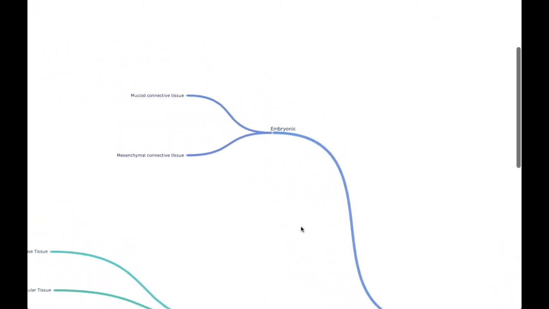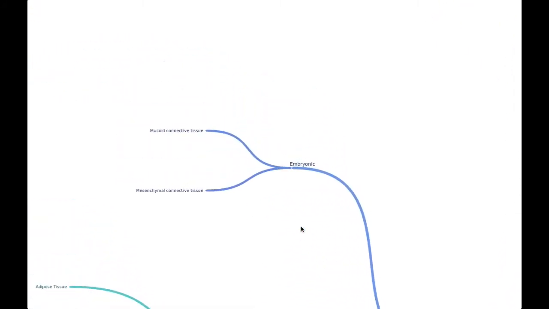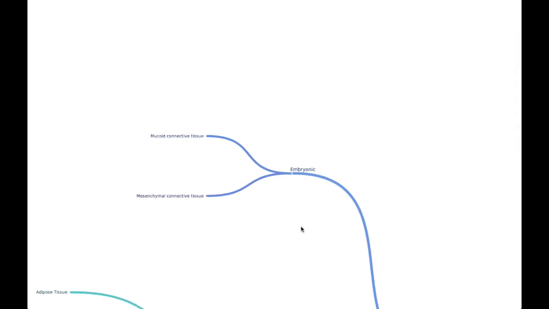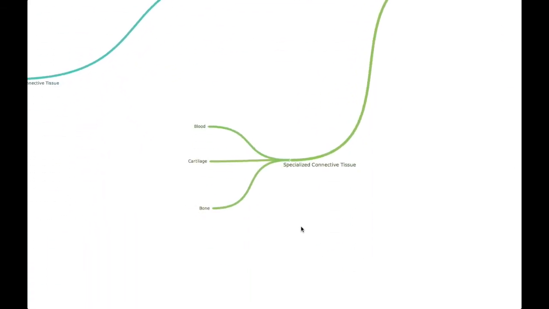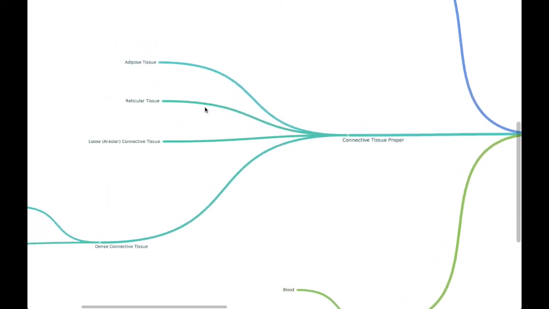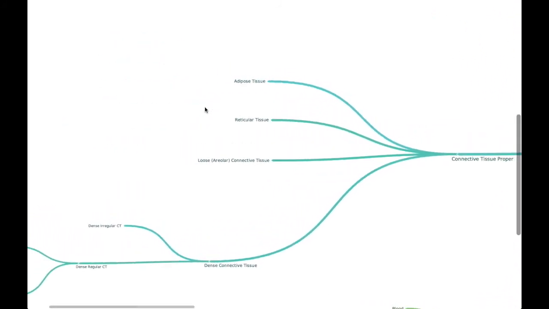First, there's embryonic, which is made up of mucoid tissue, which comes from the umbilical cord, and mesenchymal tissue, which comes from the embryo and fetus. Next, we'll go over specialized connective tissue, and specialized connective tissue involves blood, cartilage, and bone. Finally, there's connective tissue proper, and this is obviously a larger category here.